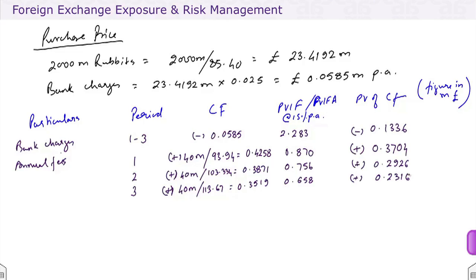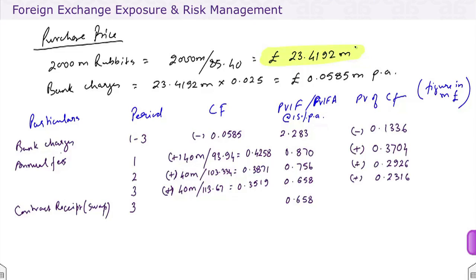Now apart from that, we have a particular as contract receipts in the form of swap. What is this? This is happening in third year. So the factor of that would be 0.658, but then what you are getting is this amount, 21.4192, because you're recovering your money.